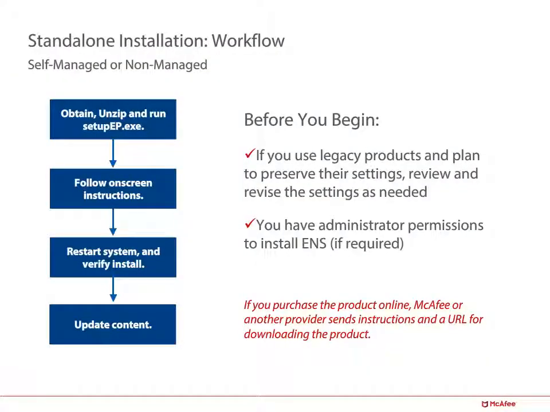As a high-level workflow for the standalone installation, you have the self-managed or non-managed. You need to go to the grant site, or you can use the software manager to download the zip file. You copy it to the machine, you unzip it, you run the setup ep.exe. You'll have these whole on-screen instructions that you'll follow, and you'll see those in a minute. And when you're done, you restart your system and make sure that the installation was successful.